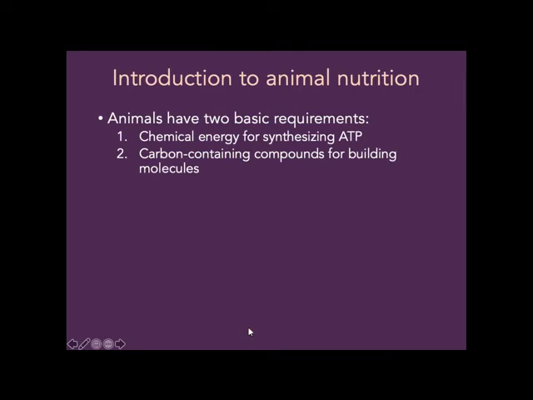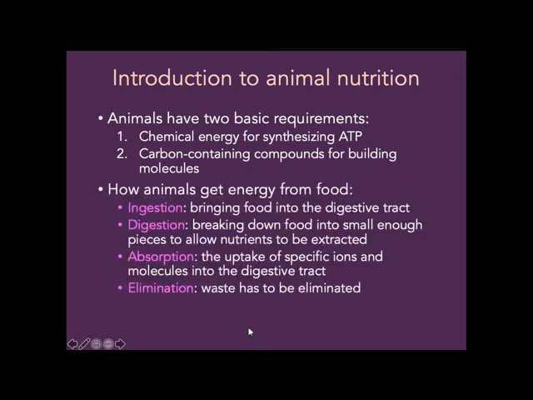All right, so animals have two basic requirements that they must have. They have to be able to obtain the chemical energy in order to make ATP to power their cells. And animals also need to be able to get carbon-containing compounds to be able to build new molecules. So animals get energy from food by ingestion, meaning bringing food into the digestive tract, which is just eating things. Digestion, which is breaking down food into small enough pieces to allow the nutrients to be extracted. Absorption, the uptake of the specific ions and molecules into the digestive tract. And then finally, elimination. That's just getting rid of the waste.